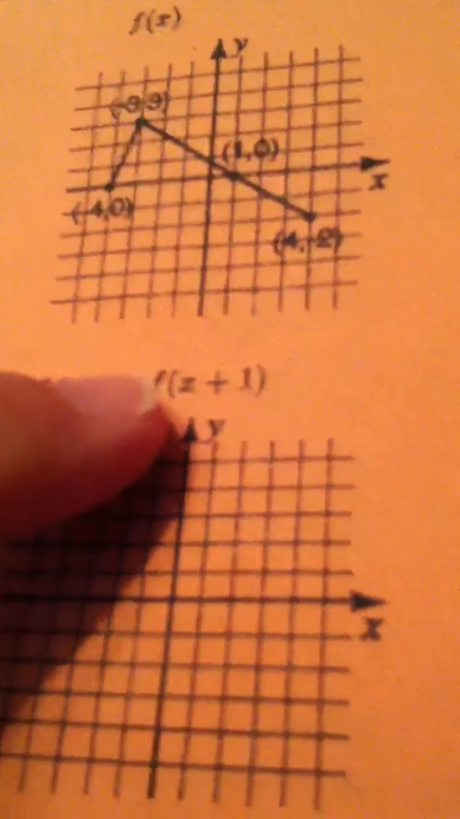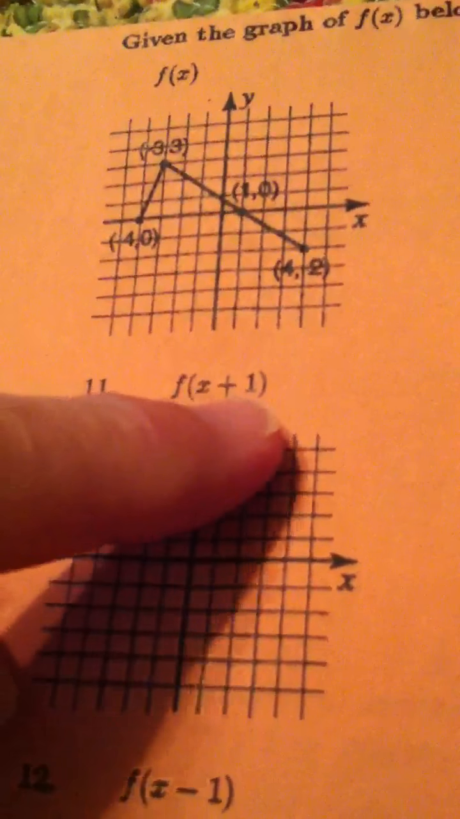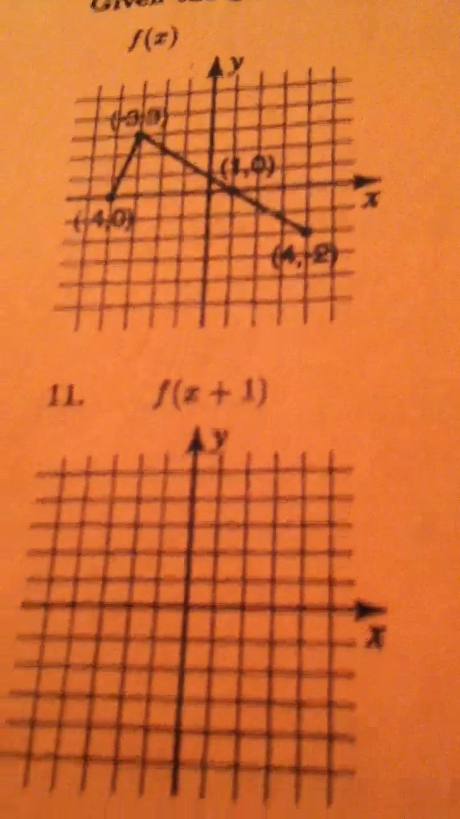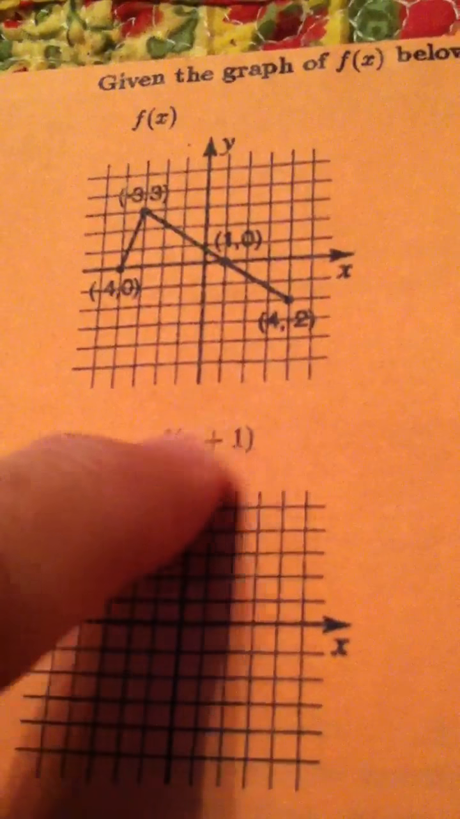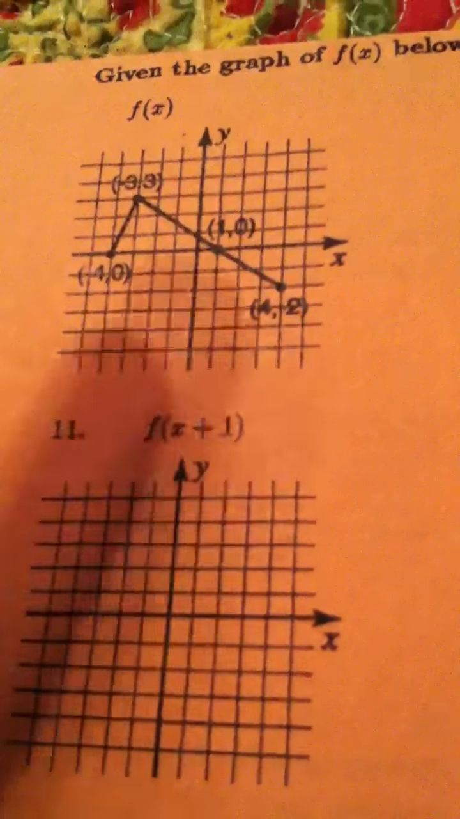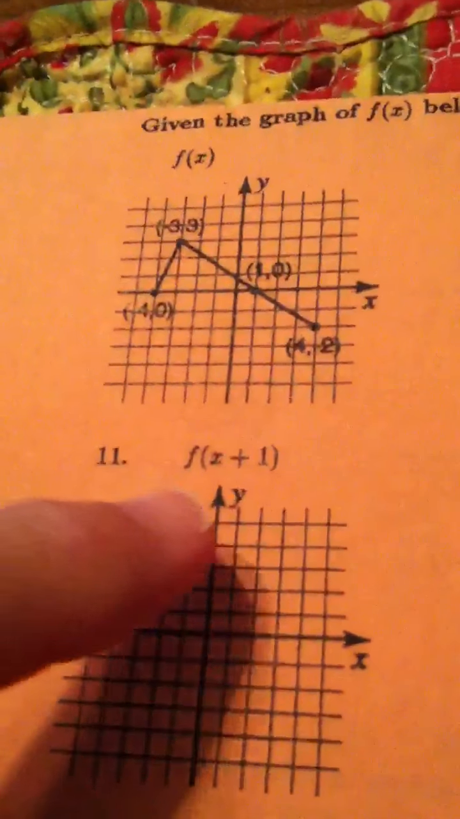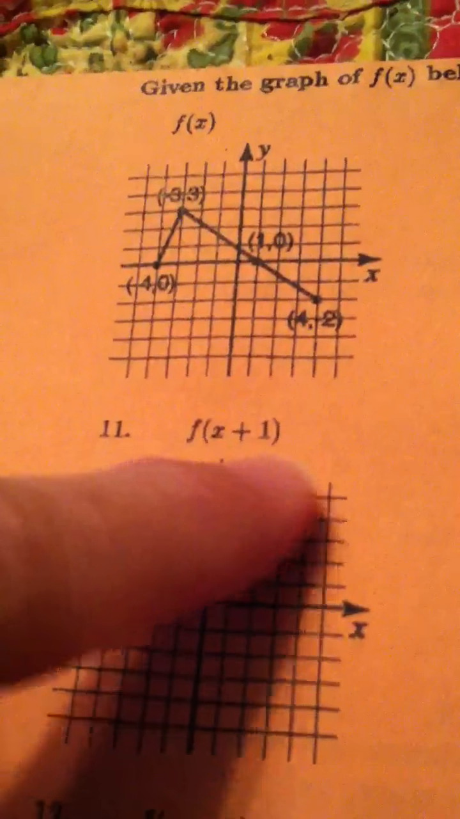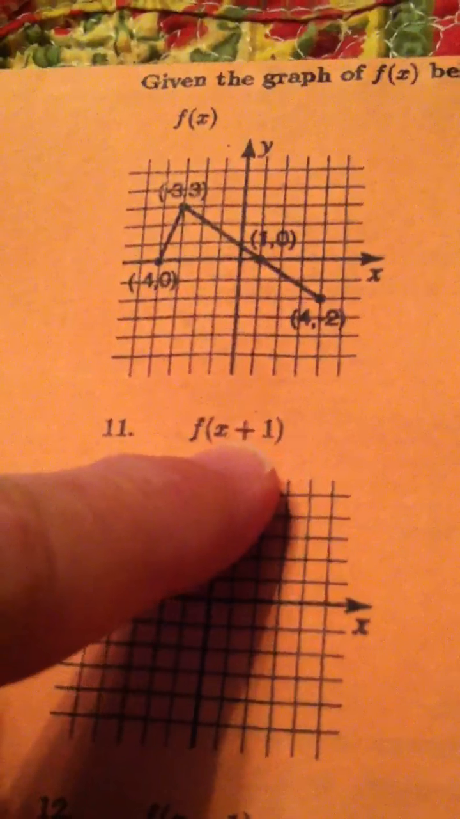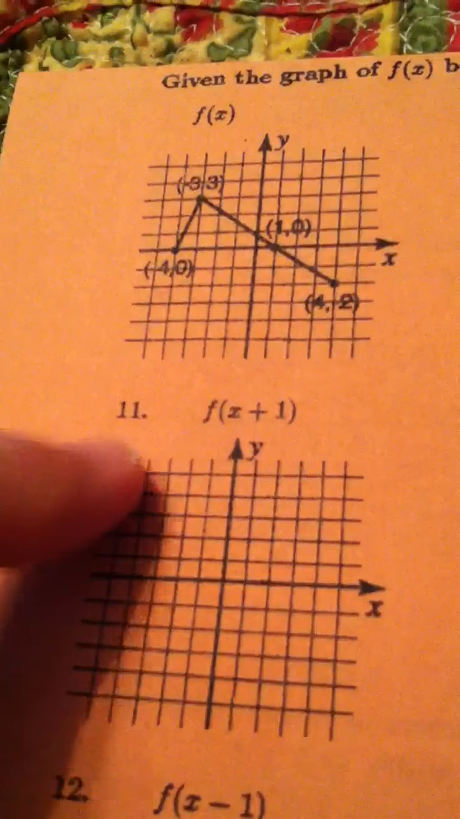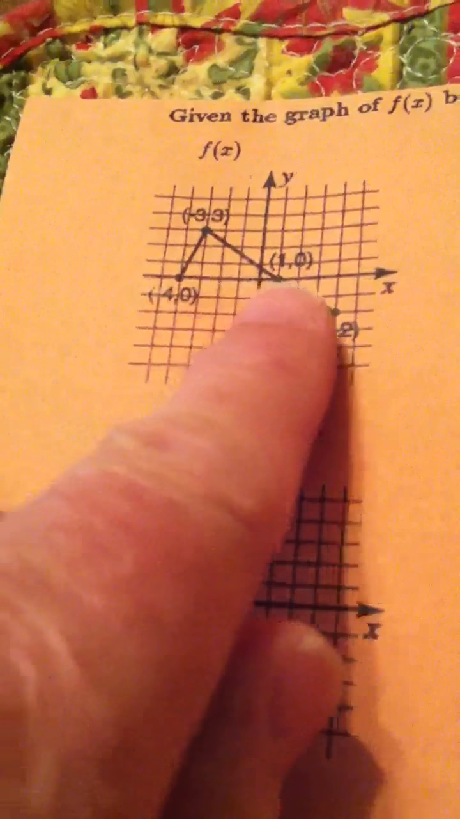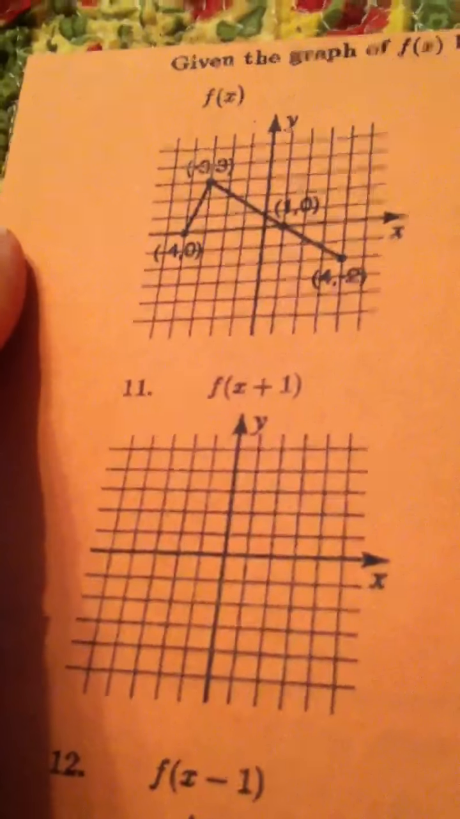Question number 11 asks you to graph f of x plus 1. Now notice that the plus 1, okay, is with the x. So what that means is it's not an up or down movement, it's left or right if it involves x. And remember that it always works backwards. So if it's x plus 1, it wants you to move it 1 to the left. So to come up with the answer for number 11, they would want you to take this graph and literally shift it 1 unit to the left.